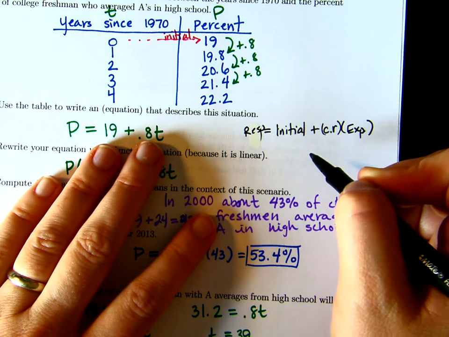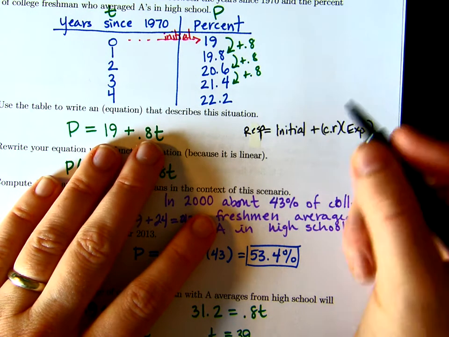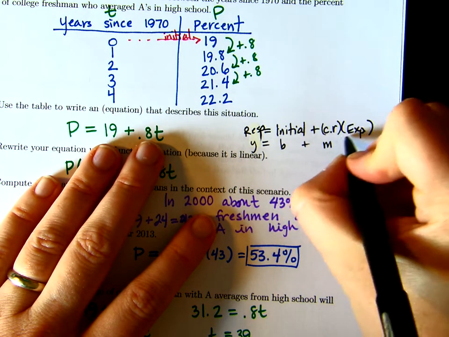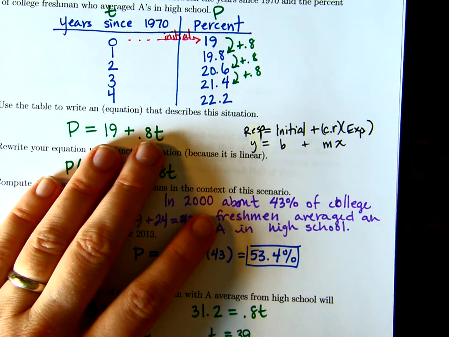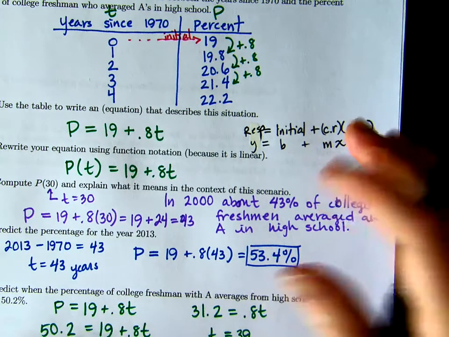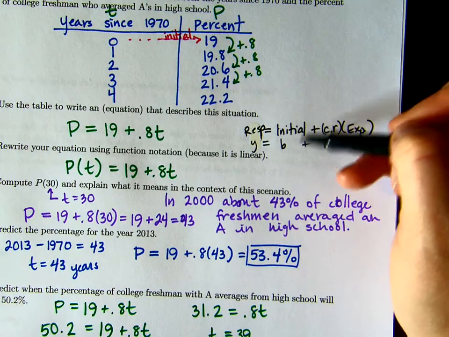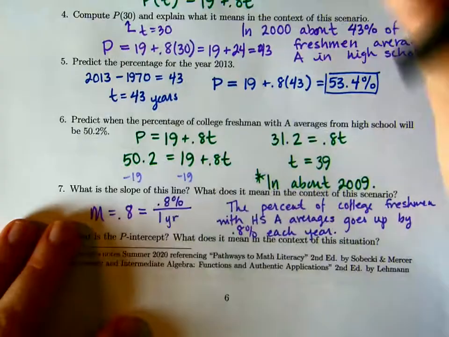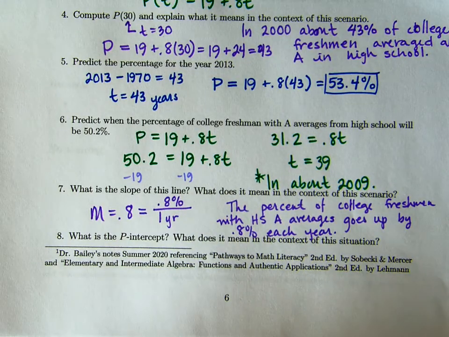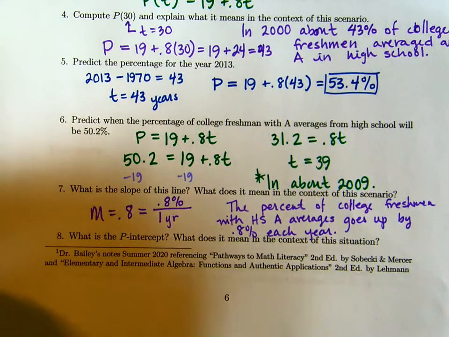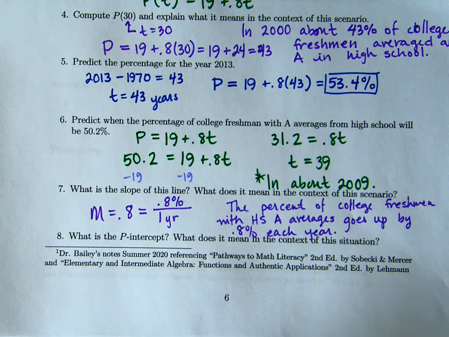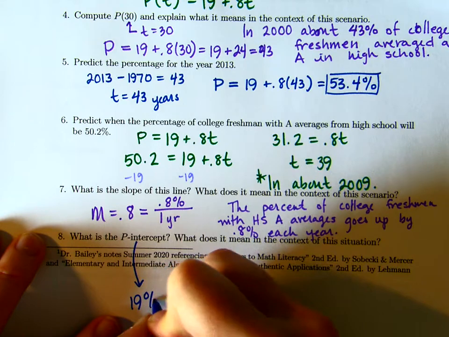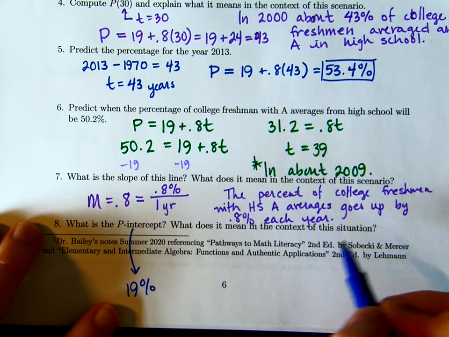And when we rewrote this in m's, x's, and b's, this was a b. Constant rate of change was in slope, the m, and the explanatory was x. Okay, so the b-intercept, or the y-intercept, is this initial value. And in this case, it's not a y, it's a p. So what is the p-intercept? 19. And what does it mean? Well, that's what it was in 1970. So the p-intercept is 19%. What does it mean in the context of this situation?